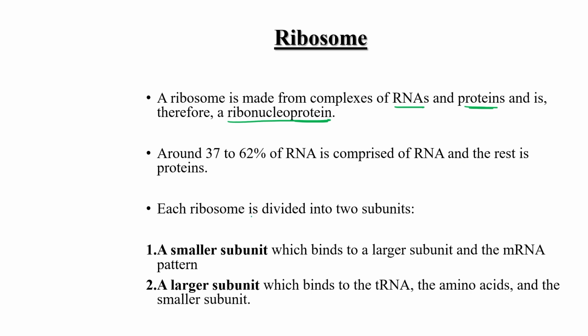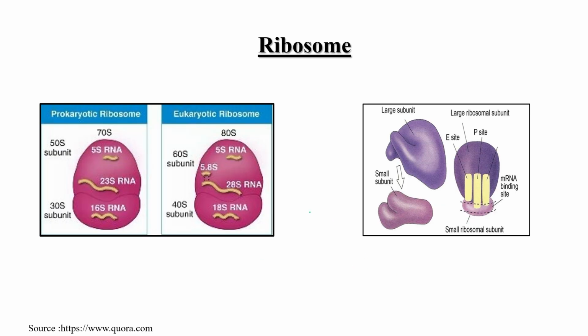Okay, each ribosome is divided into two subunits. This one is the big and this one is the smaller one. This is the smaller one and this one is the big one. And this smaller subunit actually binds with the bigger unit and with the mRNA, while the larger subunit binds with the smaller subunit and the transfer RNA and the amino acids, right? Okay, so you can compare the ribosome. This one is the smaller unit and this one is the bigger unit.